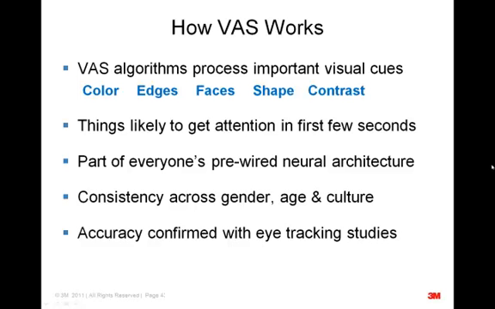How VAS works. VAS algorithms process important visual cues, things like colors, edges, faces, shapes, and contrast. These are the things that are likely to get our attention when we first view a scene. The decision-making process that our brain goes through when we decide what to pay attention to is part of everyone's pre-wired neural architecture. Test results have shown that VAS is very consistent across gender, age, and culture.